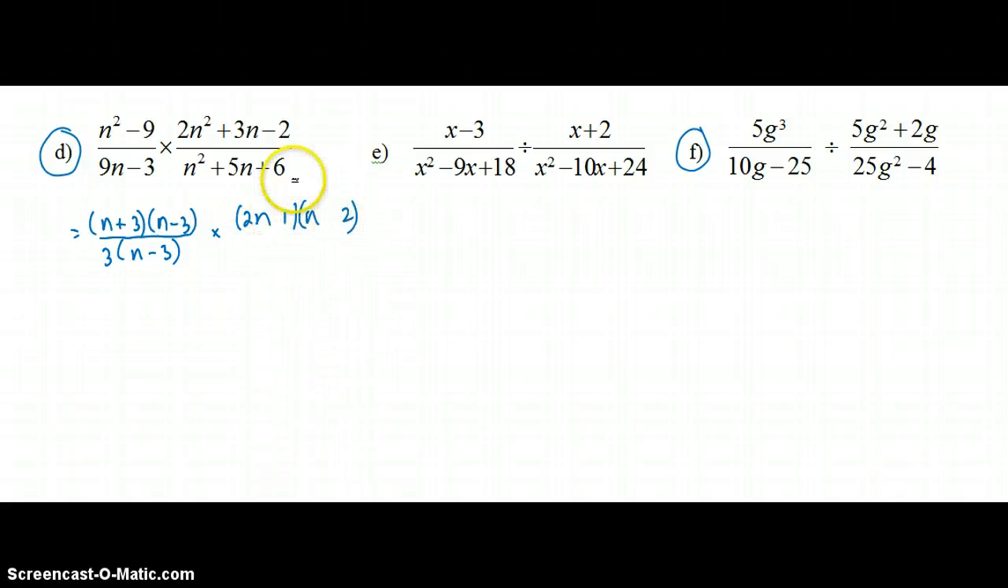Factor 4 and 1, subtract to give 3, so that's going to be positive on the 2, negative on the 1. And n plus 3, n plus 2. So n plus 2's cancel, n plus 3's cancel. Anything else? Nope. So that leaves n minus 3. Oh yeah, n minus 3's cancel. So that's going to be 2n minus 1 over 3.